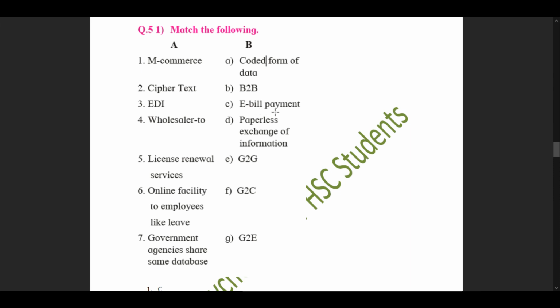Then we have the second one in our column A, ciphertext. This matches up with a coded form of data. So ciphertext is a coded form of data. Then we have EDI. What is EDI? EDI matches up with being a paperless exchange of information. So option D. So then we have our fourth one, wholesaler. This matches up with being a B2B.